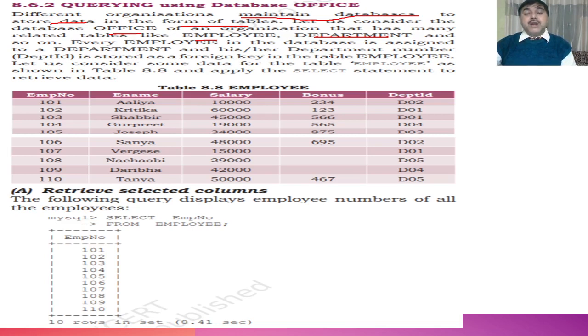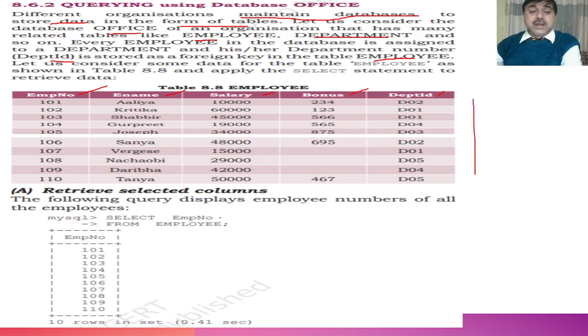Now the department has a department ID. It is stored as a foreign key in the employee table. Under the employee table we have the department ID stored as a foreign key. In this table you see employee number, then employee name given as e name, then salary, then bonus, then department ID, that means which department the person is working in. Here the number is given, the name, the salary, the bonus, and the department ID.